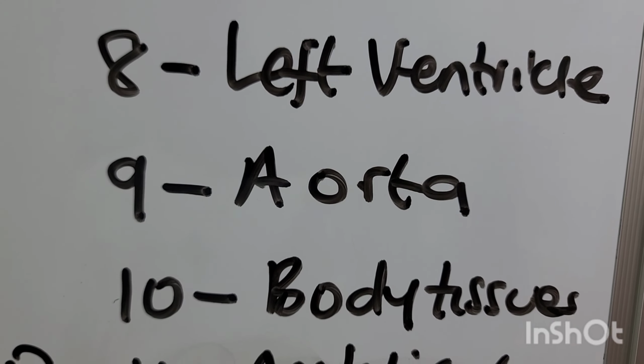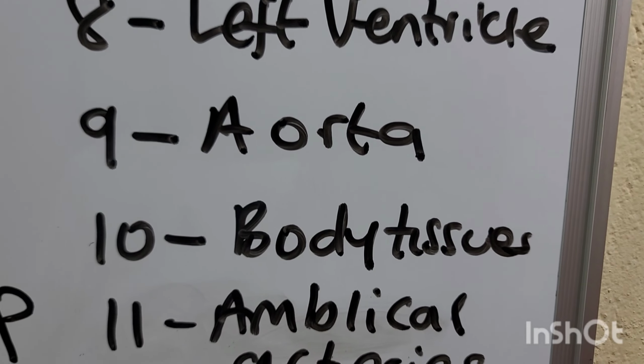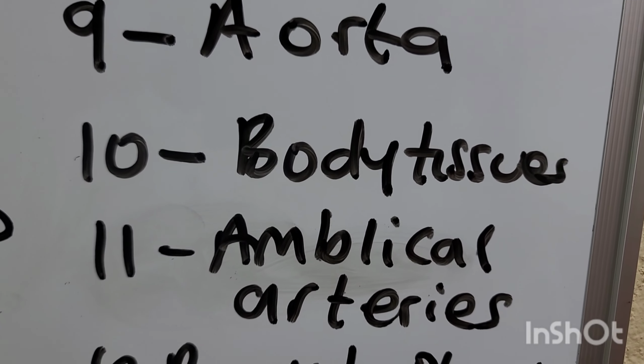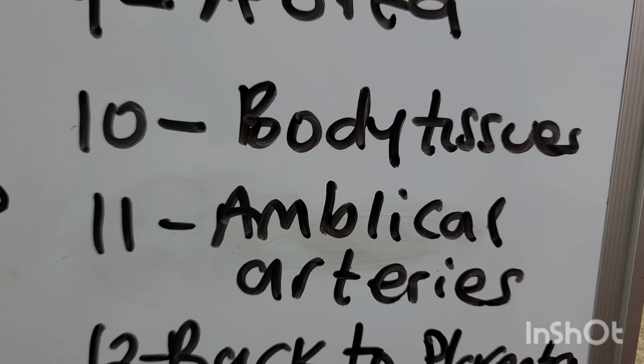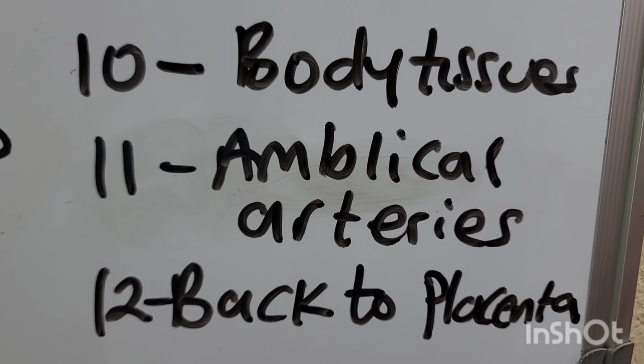And then from the aorta, this blood is going to be supplied to the entire body tissues. And eventually, we're going to have a lot of the blood collected into the umbilical arteries. And of course, the umbilical arteries will drive this blood back to the placenta.